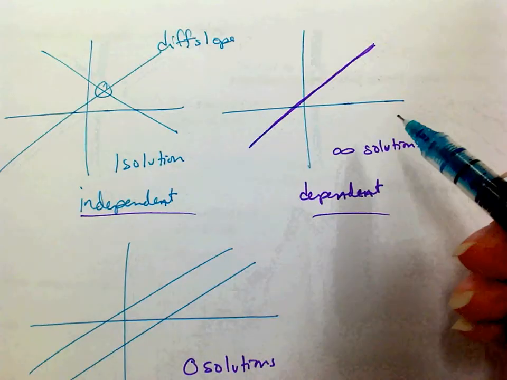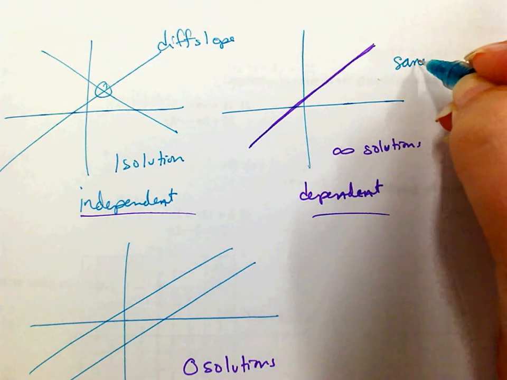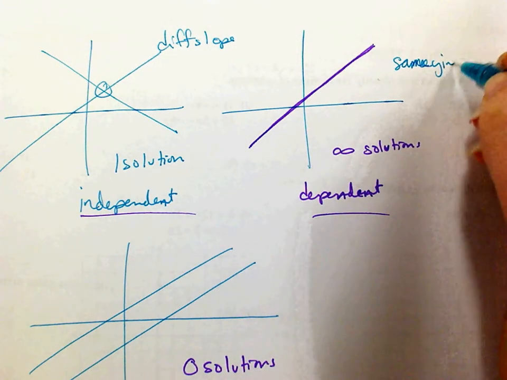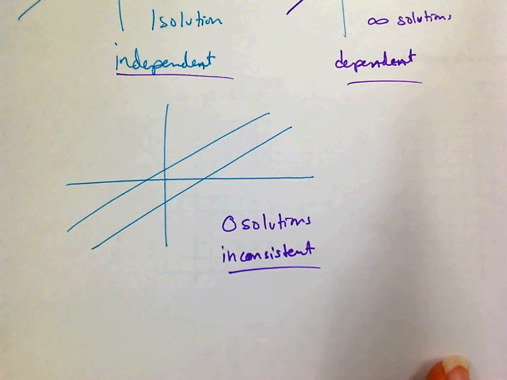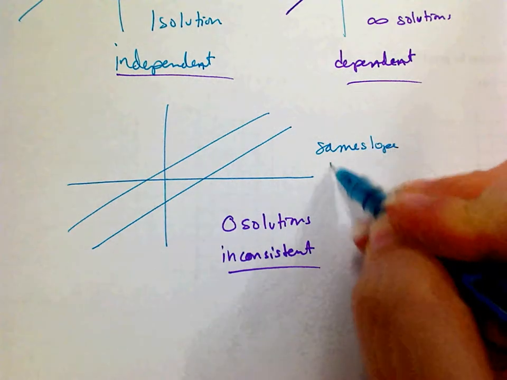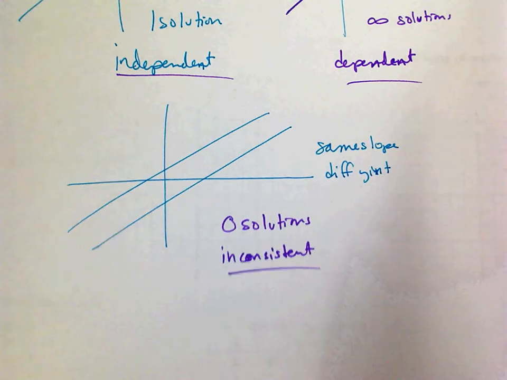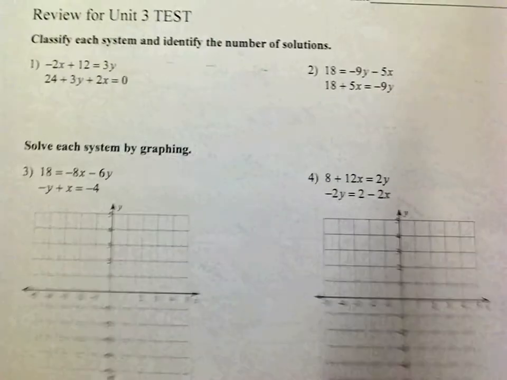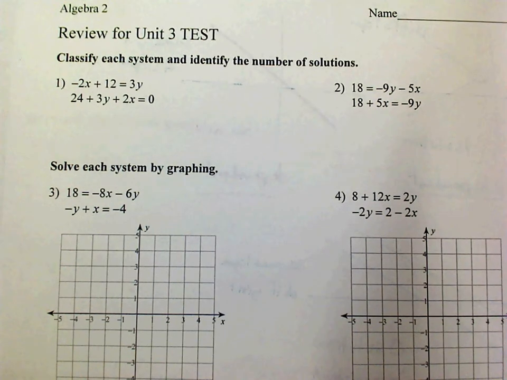Do these have the same slope? Do they have the same y-intercept? So they're the same y-intercept and slope. What about these? Same slope, different y-intercept. Okay. So how do I know the slope and the y-intercept of these? I need to solve for y.